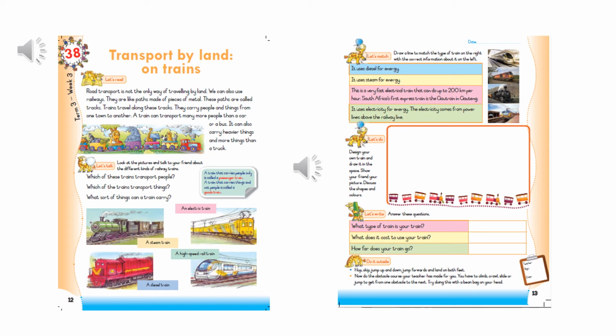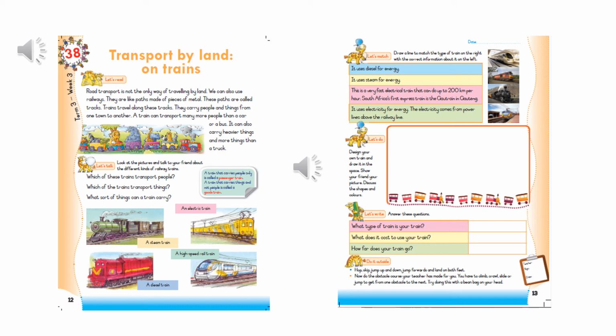Page 13. Draw a line to match the type of train on the right with the correct information from it on the left. Remember to write the date on the top. It uses diesel for energy. So think about which one it would use. It uses steam for energy.